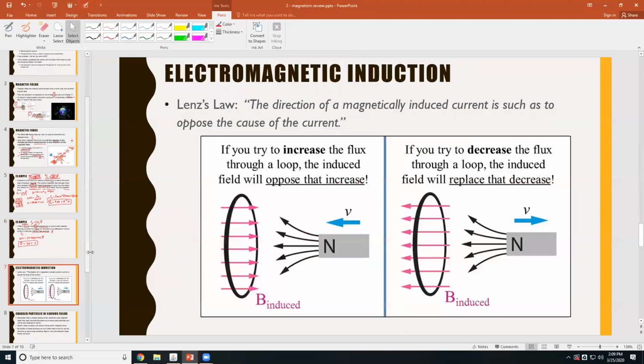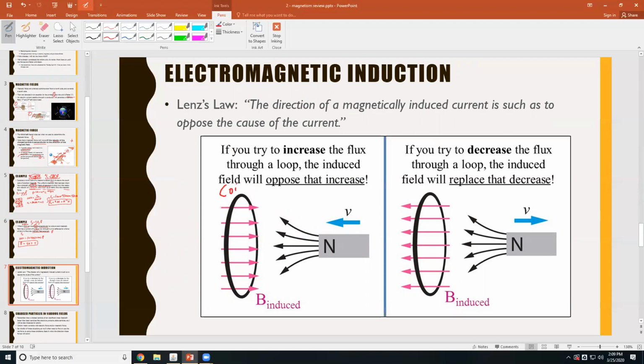All right, next up, electromagnetic induction. This was quite a weird concept that we covered. It comes from something called Lenz's Law. Lenz's Law states that the direction of a magnetically induced current is such as to oppose the cause of the current. In absolute plain English here, if you have a coil of wire, let's get the pen back here.